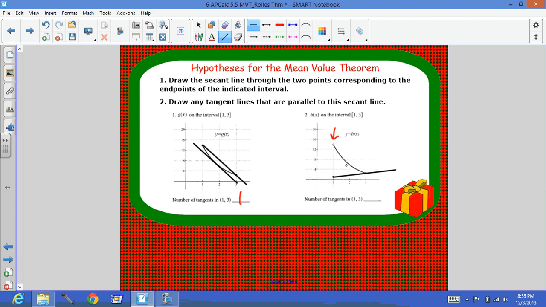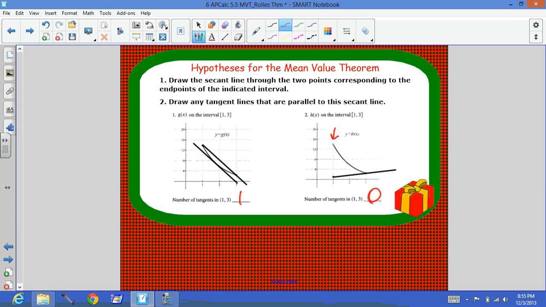This function was continuous on an open interval, not on a closed interval. Okay, differentiable on the open interval, yes, but not continuous on the closed interval. And so since the endpoint didn't work, the number of tangents that I have on this one is 0.